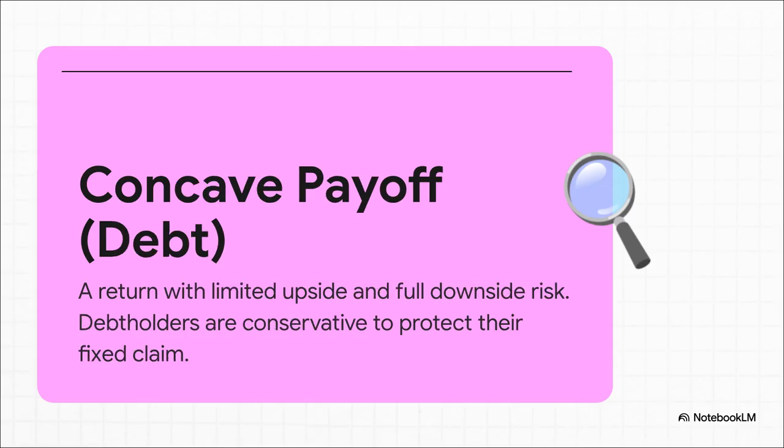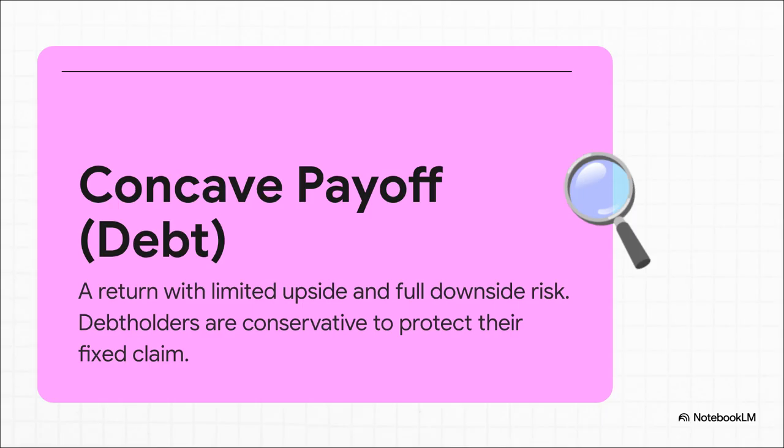Debt holders, on the other hand, are the total opposite. They have a concave payoff. Their upside is capped. They just get their loan paid back with interest. That's it. They don't get a single extra penny if the firm becomes a massive success, but they're fully exposed to the downside if the firm fails. This makes them incredibly cautious. They're the tough cop, ready to pull the plug at the first sign of trouble just to make sure they get their money back.